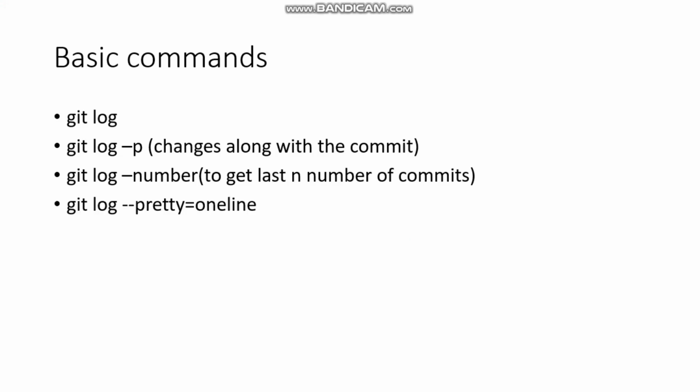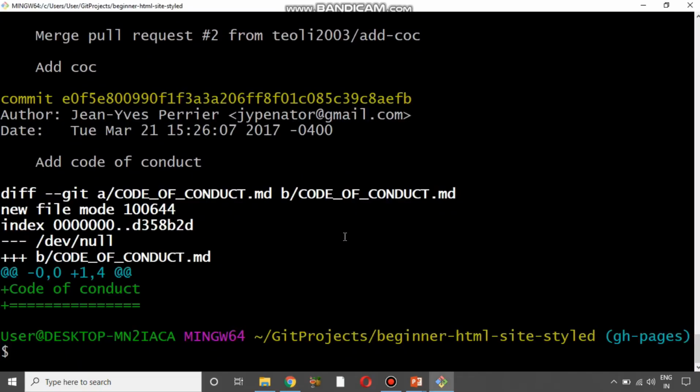And the next one is pretty. Pretty is one more useful parameter we can pass to git log, and it works as a key value pair. That means you need to pass some information to this pretty. Look here, I just said pretty followed by oneline. Let's see what happens. It is going to provide the commits in one line.